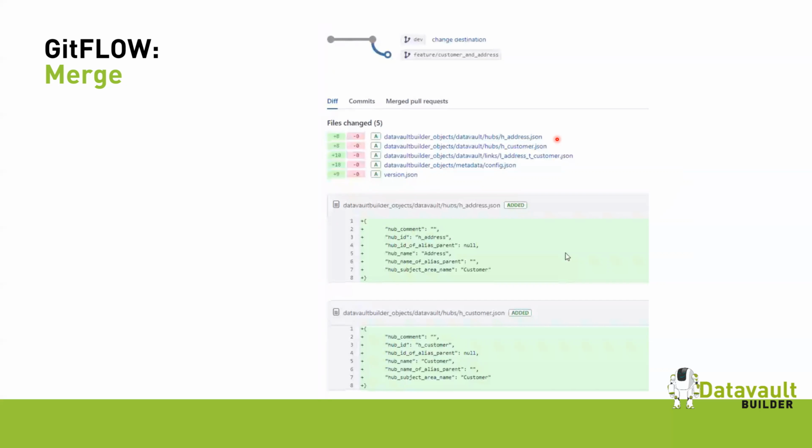So for every object you have in your data warehouse, there is one single file. So you see exactly which objects changed. You see that there were two hubs added, the address and the customer, and a link was added from the address to the customer, and there were some configuration and version changes, okay? And then here in the details section, you see exactly this hub address in a human readable form, how it was added.